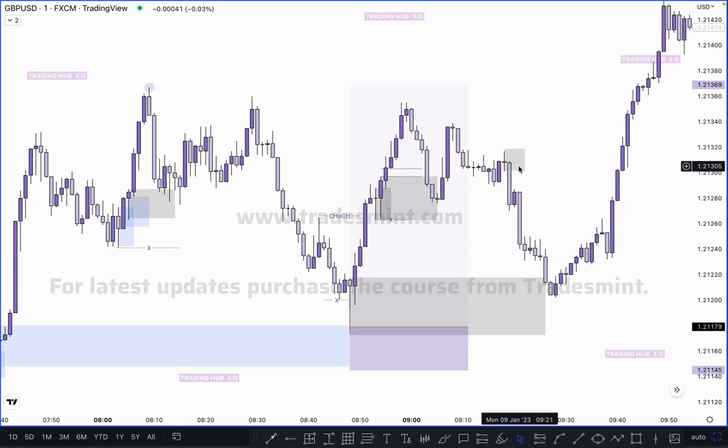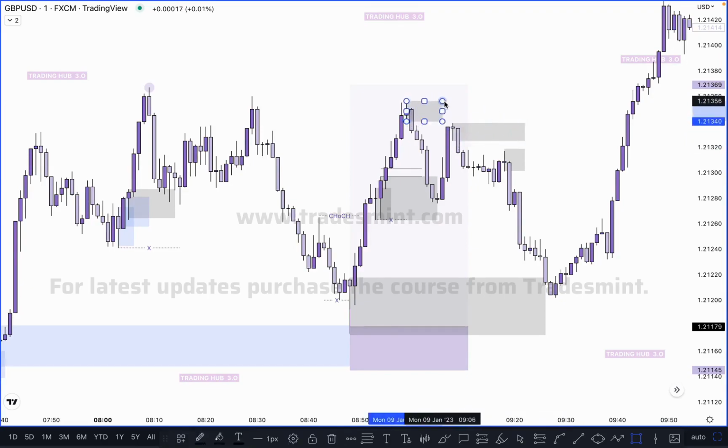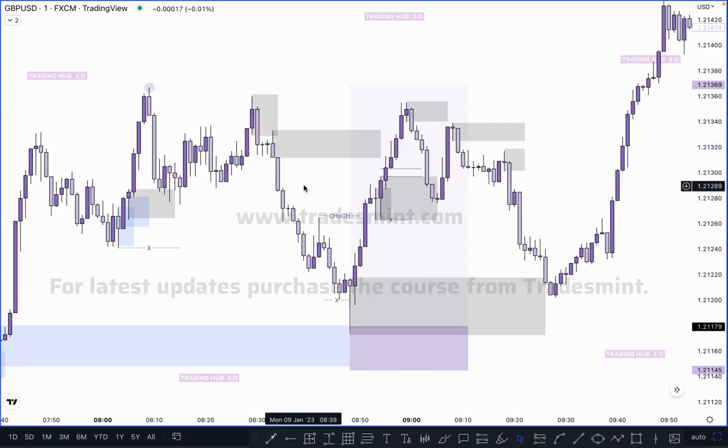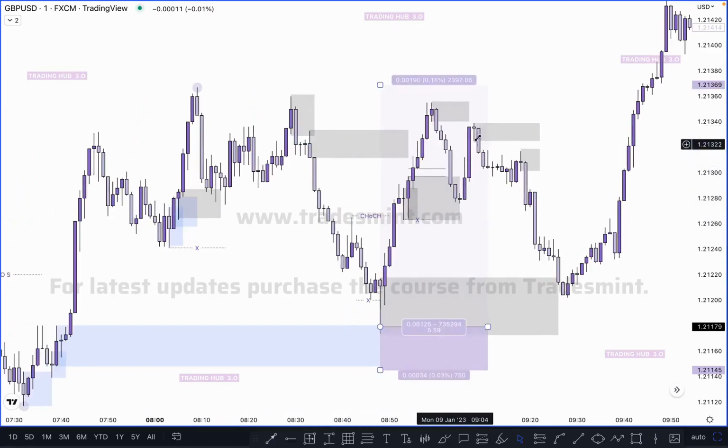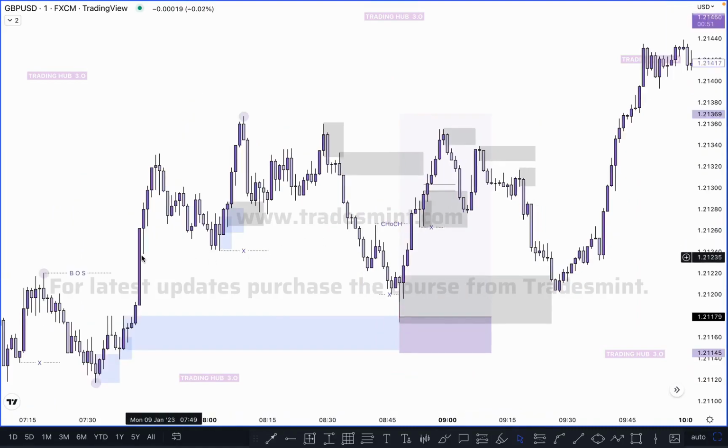This is a trap for smart money traders, and this one is also a trap, and this one too. These are all traps here. Why? Because momentum is bullish, so why are you selling here? In the next attempt, what happened here? The market again broke the structure here.